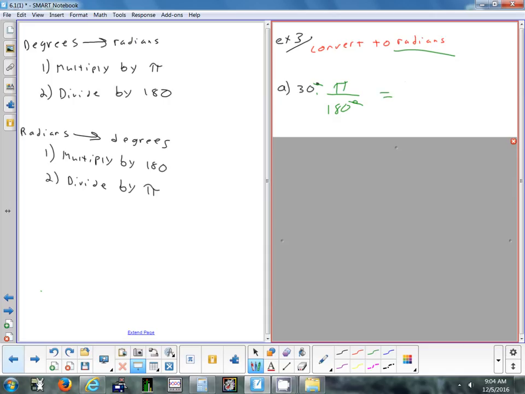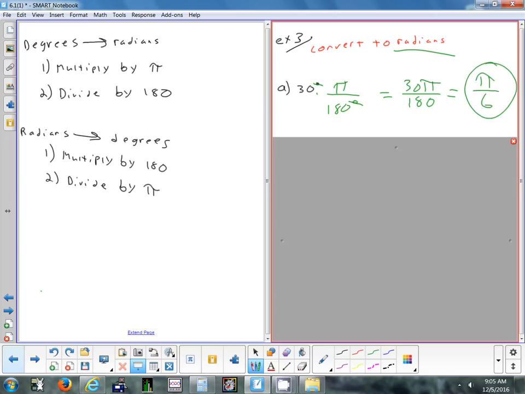Okay, and you're left with 30 pi over 180. And if you can reduce it, please reduce it as much as you can. So what does 30 pi over 180 reduce to? Pi over 6. Yep, reduces to pi over 6.